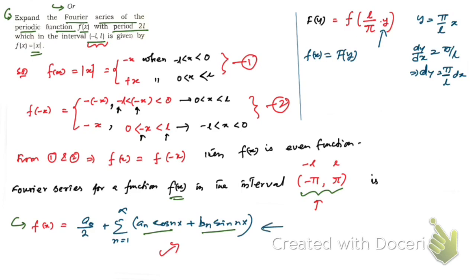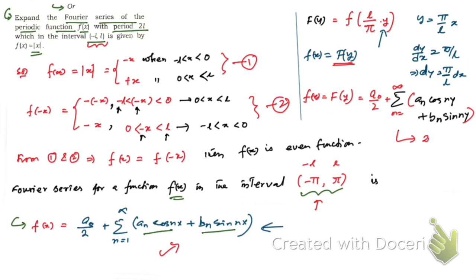Now one more thing, if you write the Fourier series for this F of y, where f of x is equal to capital F of y, then you can write a naught by 2 plus summation from n equal to 1 to infinity of a n cos n y plus b n sin n y. You can write it this way. This is the Fourier series. Let me give it equation number 1. So hope you have understood this. Let's take a new slide.